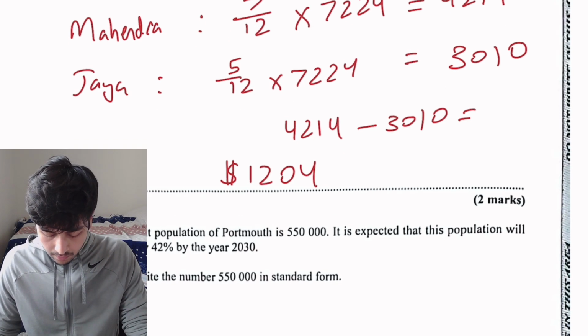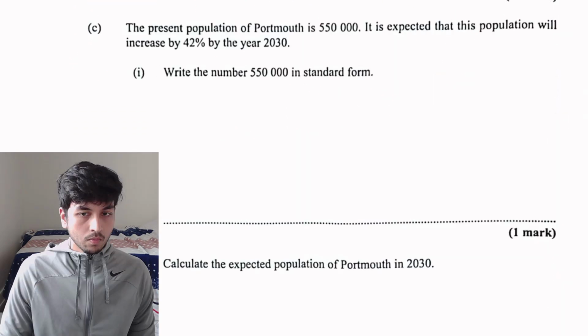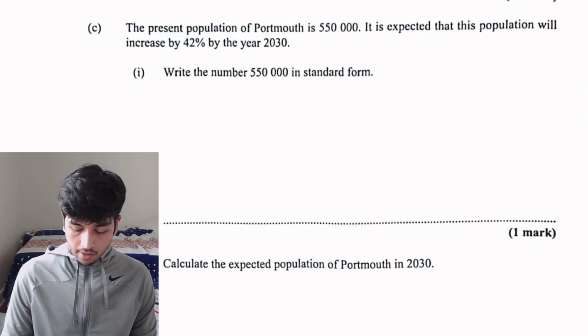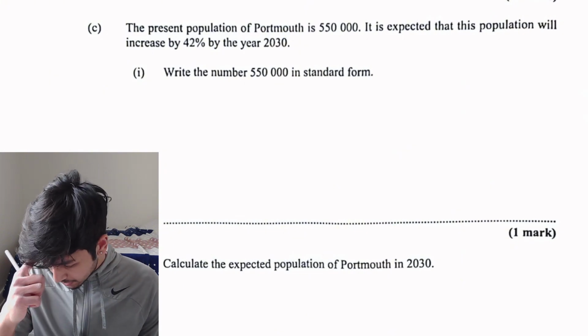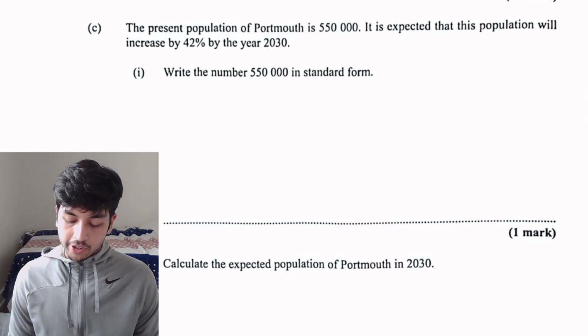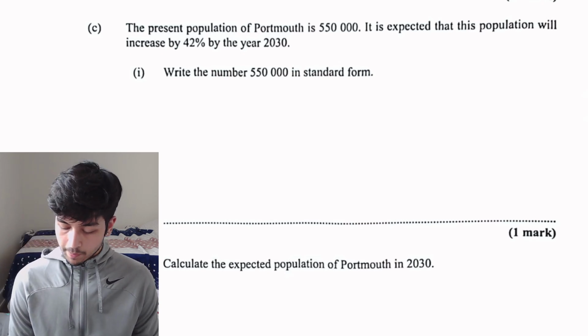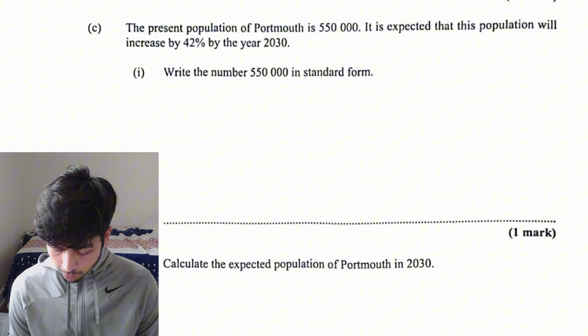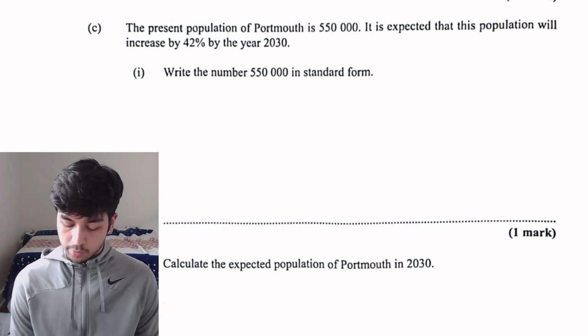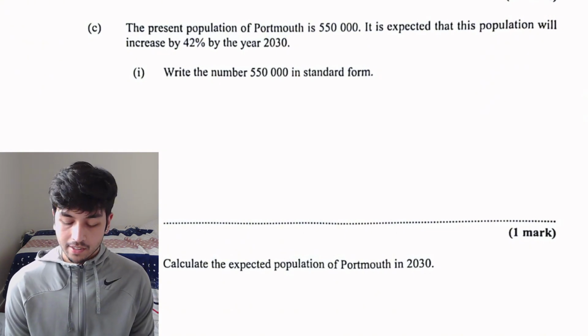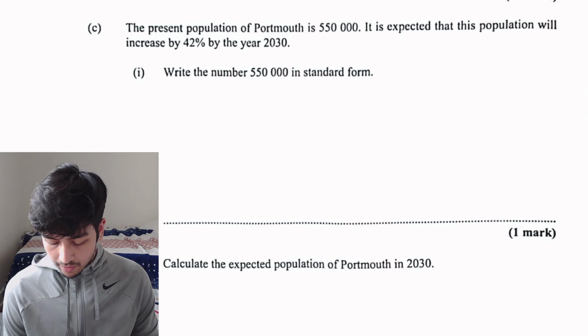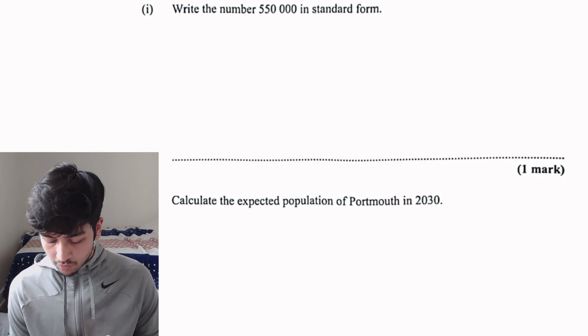Now moving on to part C. They say the present population of Portsmouth is 550,000. It's expected that this population will increase by 42% by the year 2030. First they're asking us in part 1, write the number 550,000 in standard form.